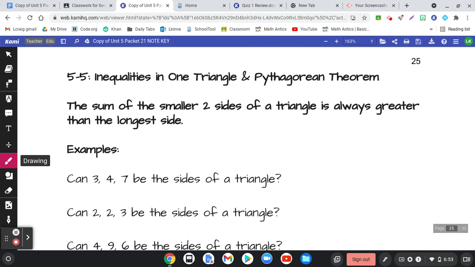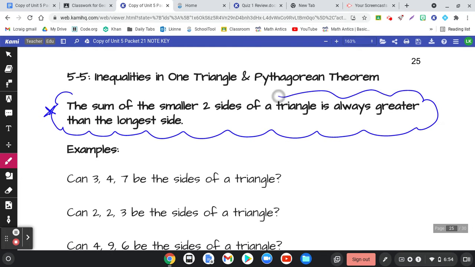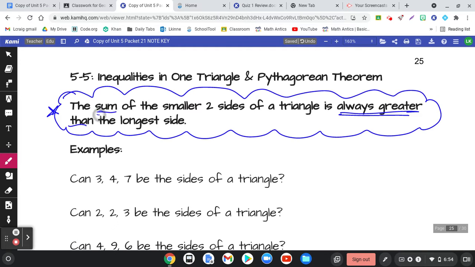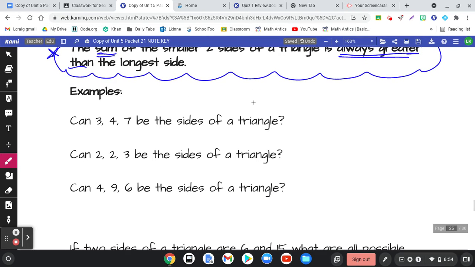All right, so this is the first thing that you need to remember. The sum of the smaller two sides of a triangle is always greater than the third. So if you take the two shortest sides and add them together, it has to be larger than the third side. Otherwise, it can't make up a triangle.